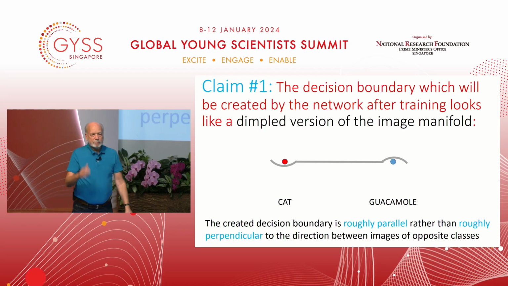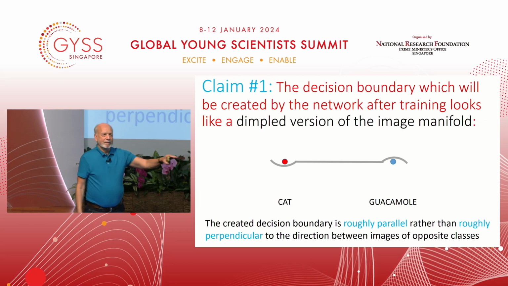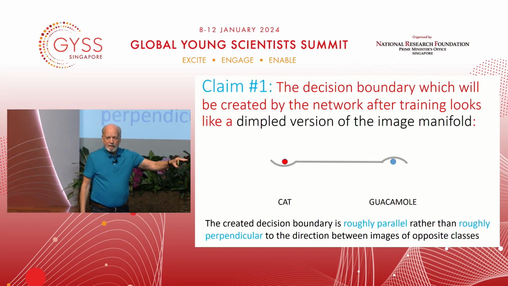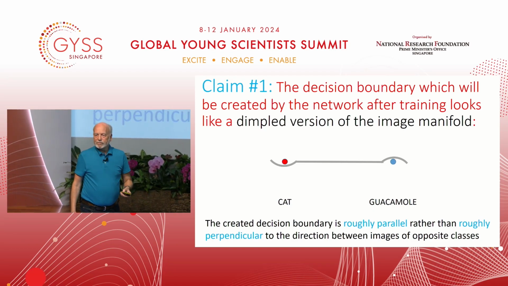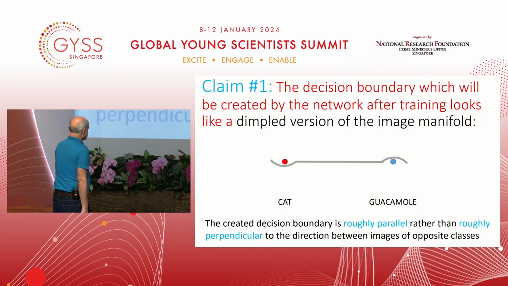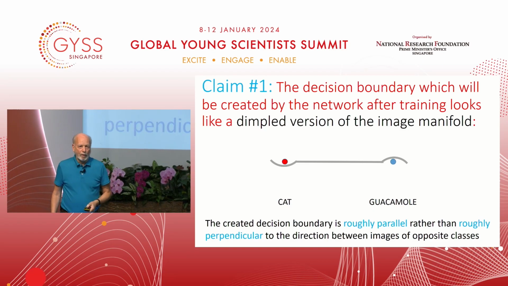So the decision boundary follows the manifold of natural images, except that it creates what I call dimples around the examples of cats and guacamoles. So it's a one-dimensional decision boundary in the two-dimensional space. The network is going to call everything above this decision boundary a cat. Everything below the decision boundary is going to be called a guacamole.